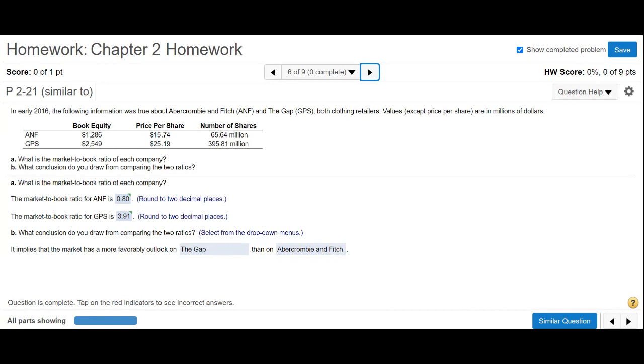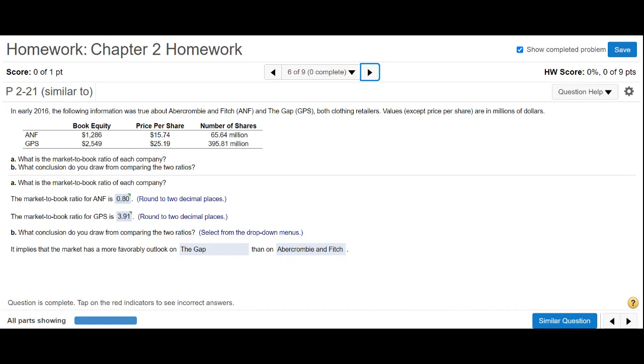And who has the upper hand here? Who's more favorable? GAAP. That's right. The market value of GAAP is worth how much more than the book value? 3.9 times. Exactly. And that's not normal, but that's a great thing.